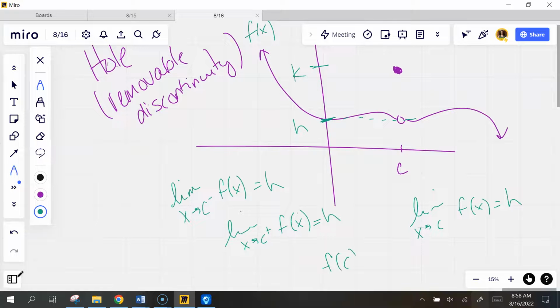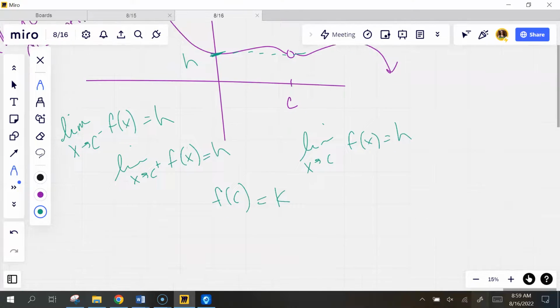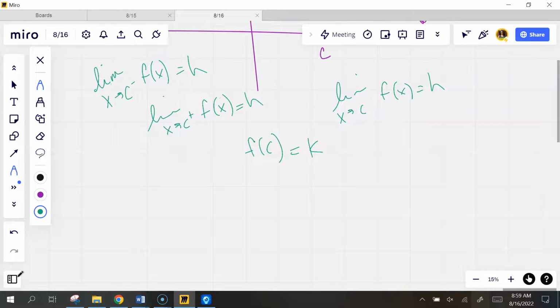What is f of C though? Do you see that the left-hand limit, the right-hand limit, the limit exists, it's the same, but the function defined is different there. Okay. How about another type of discontinuity? I should write this on here so you have it in your notes.